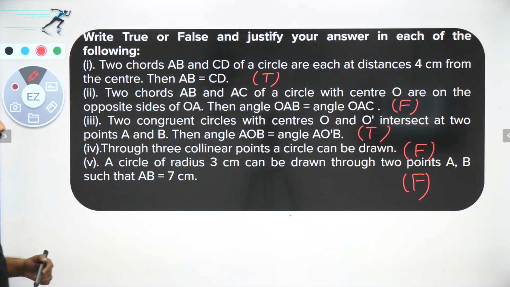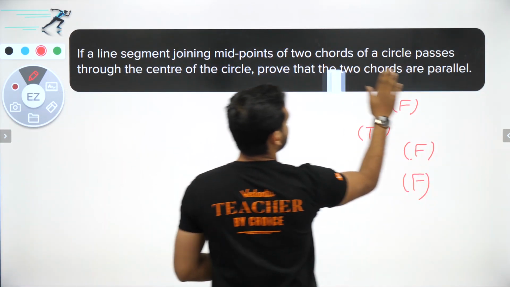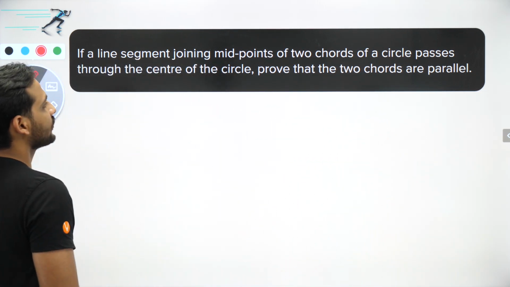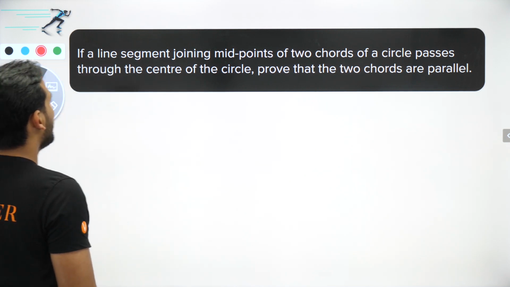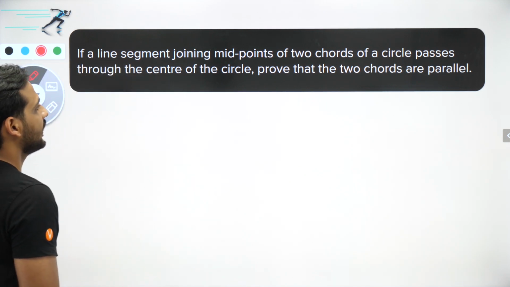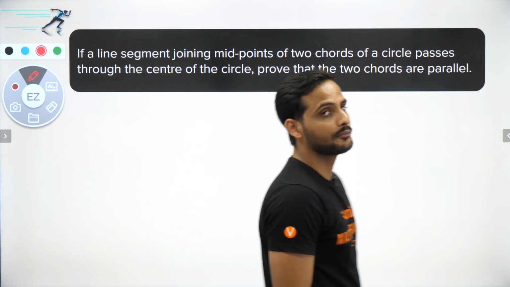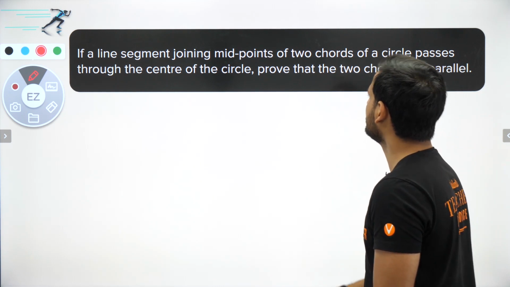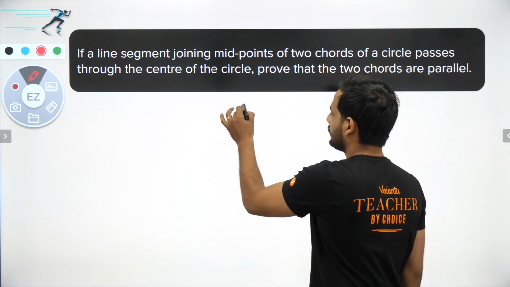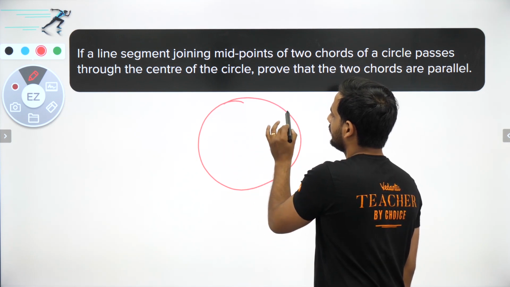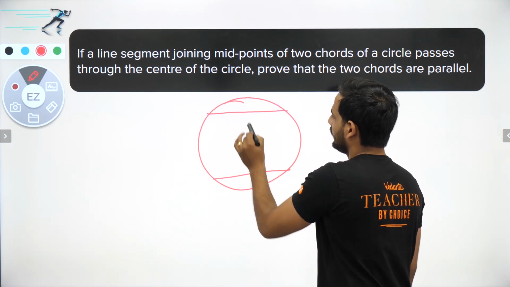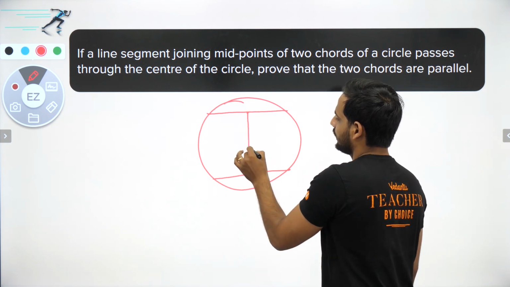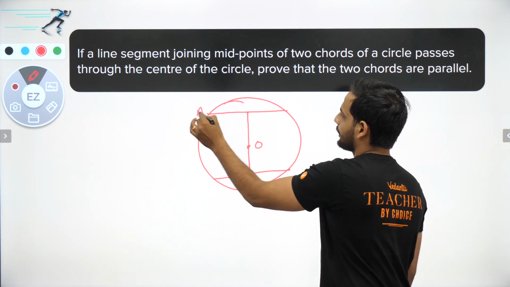Okay, chalo, let's move to the next question. The next question we have is this. If a line segment joining midpoints of two chords of a circle passes through the center of the circle, prove that the two chords are parallel. Prove that the two chords are parallel. So a line segment joining midpoints of two chords of a circle passes through the center. So how does the diagram look? See, you have a circle. Let's say here is one chord, here is one chord, and the midpoint of these two chords, wherever it is joining, it is passing through the center of the circle.